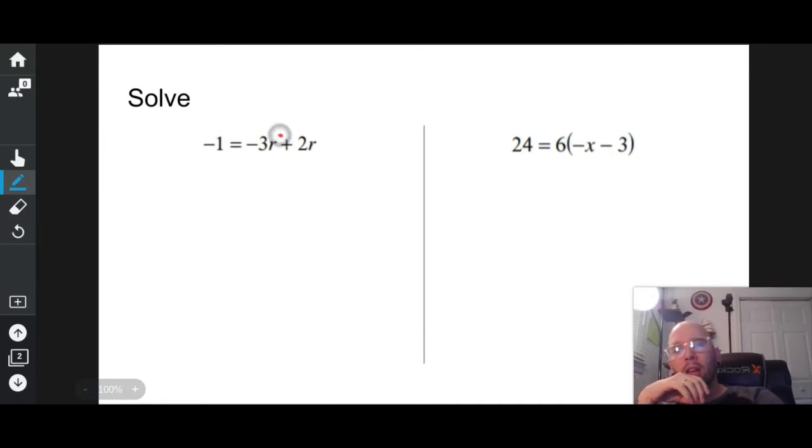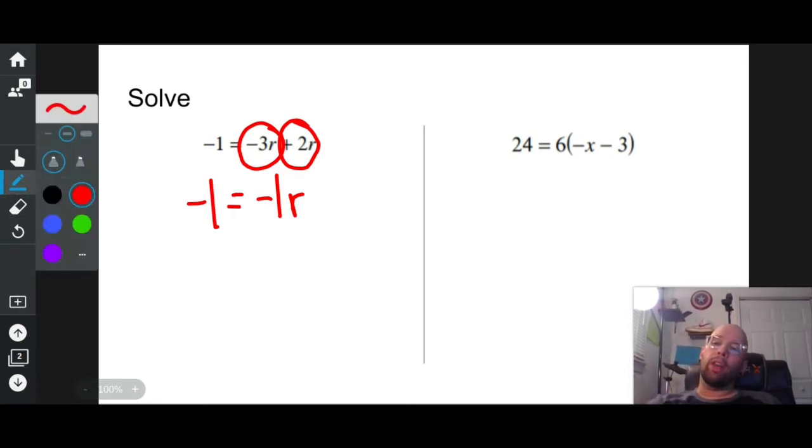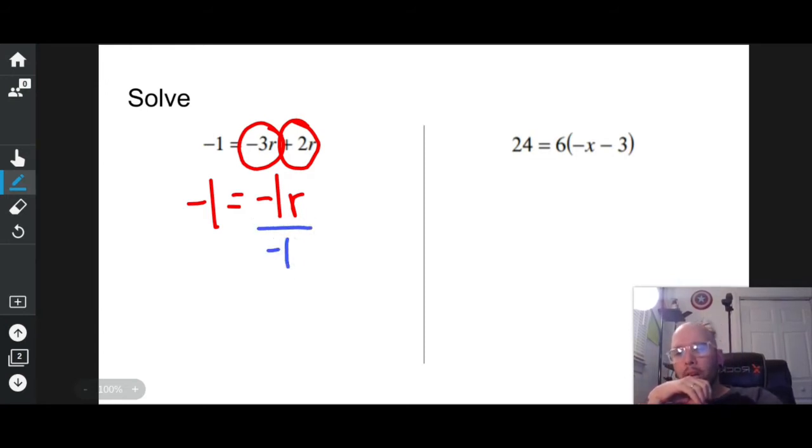Let me say that I have negative 3r plus 2r. When you combine those, you have negative r or negative 1r. It doesn't matter if I have the negative 1 or negative r there, as long as it's negative and an r. I divide both sides by negative 1. Get r all by itself. Cross you out. Negative 1 divided by negative 1 is 1. So r equals 1.